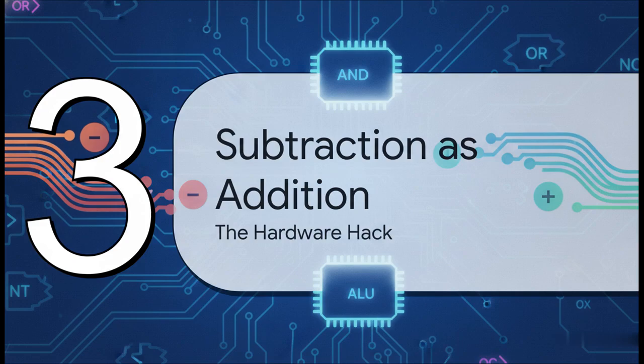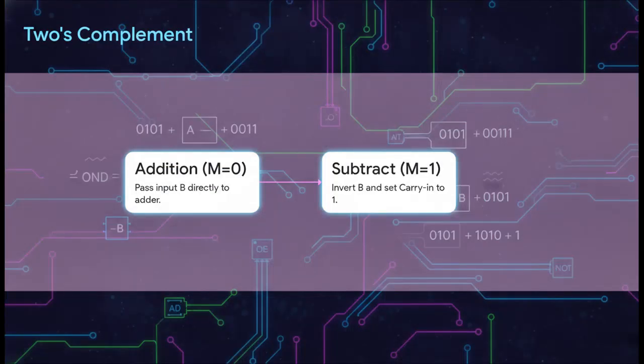Subtraction as addition. Hardware engineers are clever, and they solve this using the 2's complement method. Basically, we introduce a single control signal.